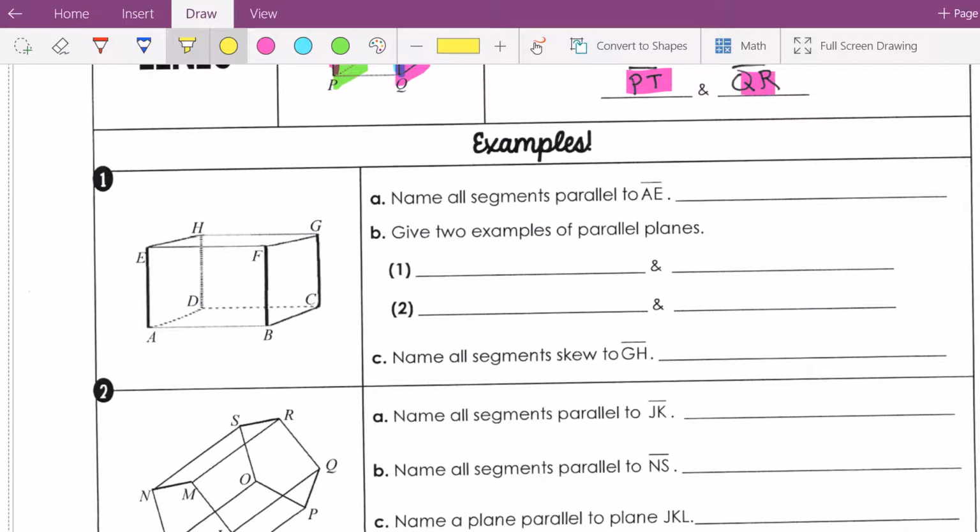Let's look at example 1. A says, name all segments parallel to segment AE. So let's look at where AE is. It's this line going up and down. For it to be parallel, it has to be going in the same direction as AE. So we can look at our picture and find three other lines here that are all still going up and down. Those are the ones that would be parallel. The first one was HD. The second one was FB. And the third one was GC. So all three of those are parallel to AE.